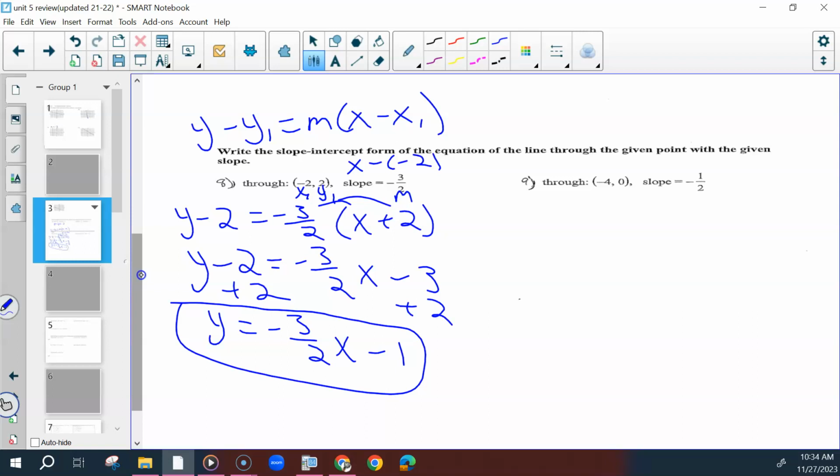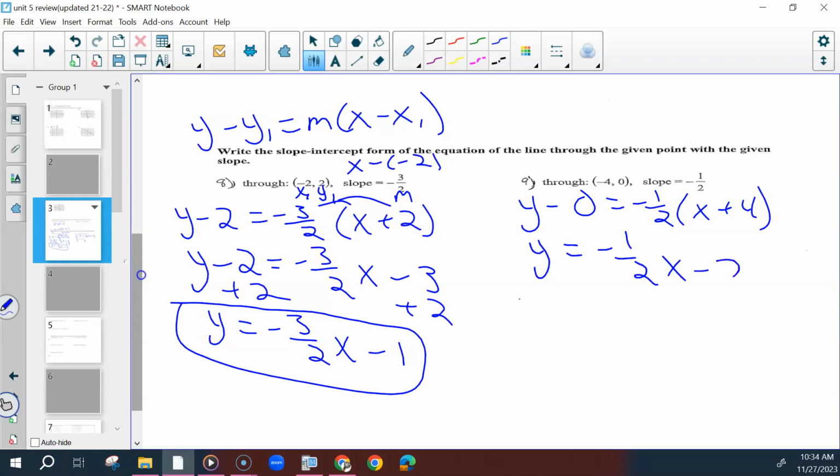Or number 9? Then y would be negative 1. Not the y-intercept, because you saw how to solve for that. So it would be y minus 0 equals negative 1/2 times x plus 4. But once you distribute, you have your answer. So the y value in the ordered pair is not your y-intercept. Be careful with that.